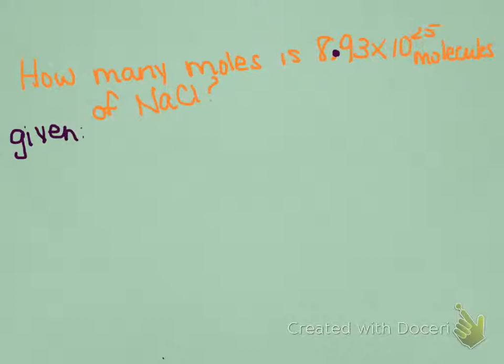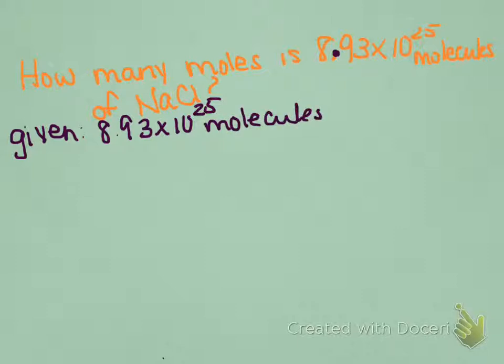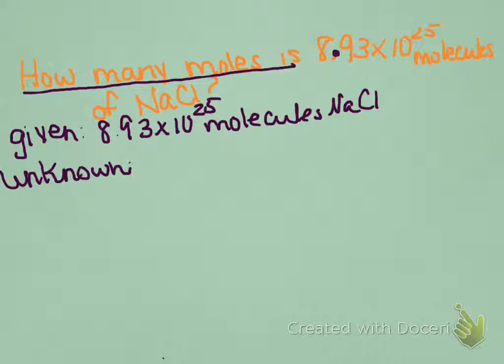My given is 8.93 times 10 to the 25th molecules. I'm going to write that all the way out. I know it's a pain, but I don't want to get it confused with moles. So that's my given. My unknown, what's my unknown? It's the thing that's being asked for. How many moles? So my unknown is moles of NaCl.